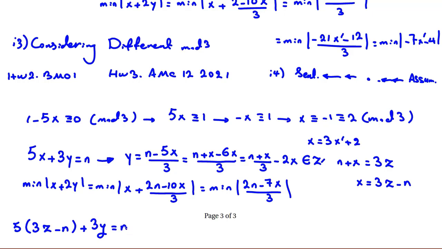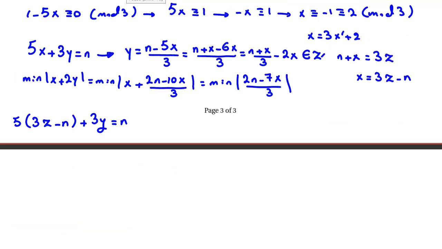Okay, so let's open a new page. Next step, it is 15z minus 5n plus 3y equals n. So 3y equals what? n plus 5n. Or we can also use this part. Let me do something. We can also replace that, so we can only replace here. Okay, so let's erase this part.